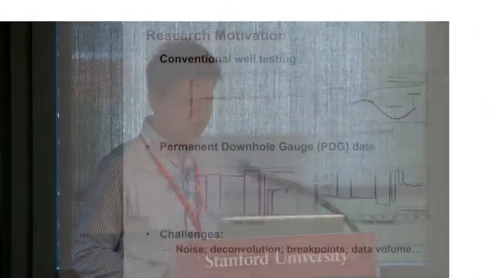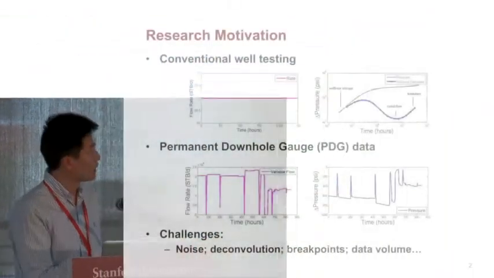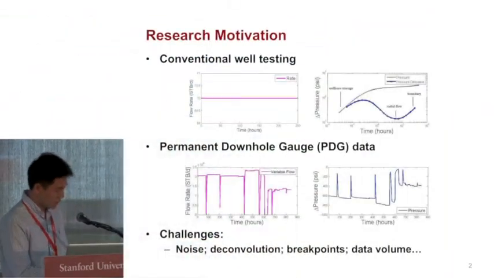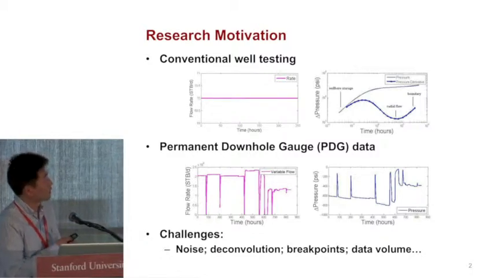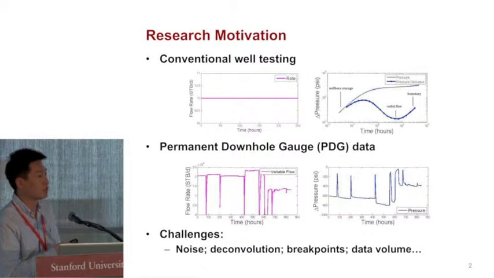Hi, I'm Chuan Tian. I'm going to talk about machine learning in well test interpretation. So in a conventional well test, we have a well-controlled flow rate like we show here, usually a constant rate. And then we record the pressure data and we calculate the derivative plot of the pressure. And we use this derivative plot to estimate reservoir parameters like wellbore storage, permeability, and reservoir boundaries.